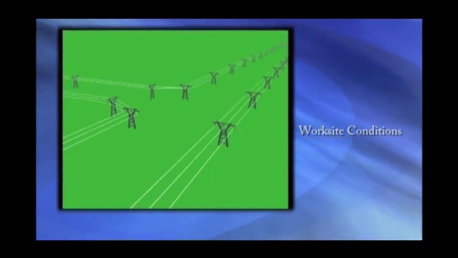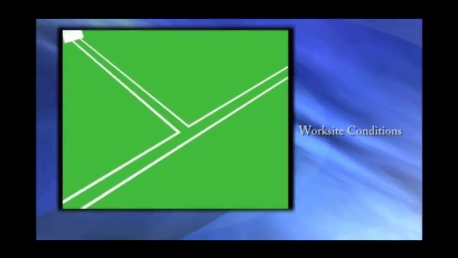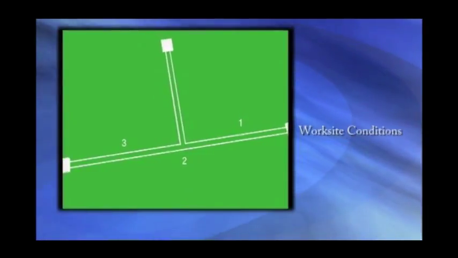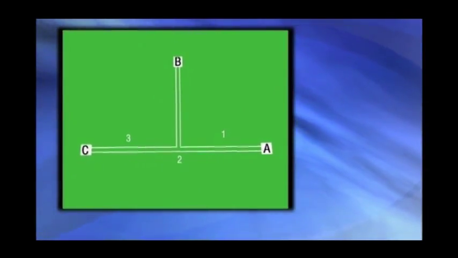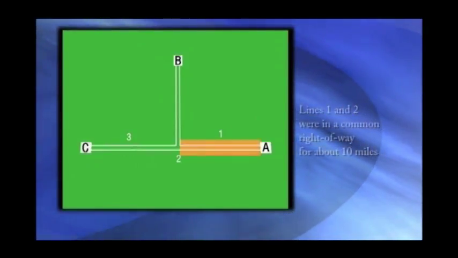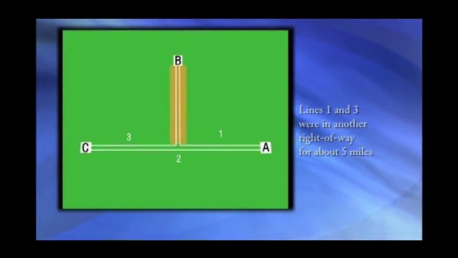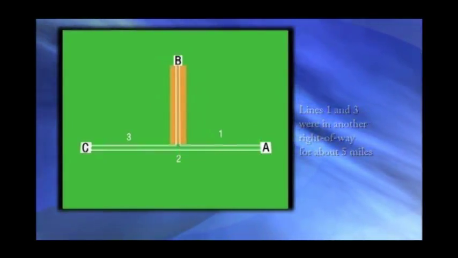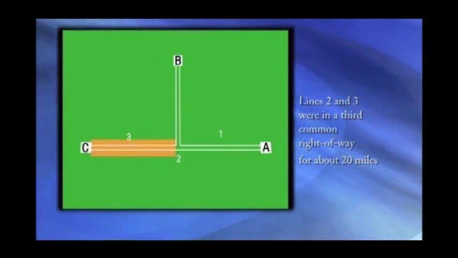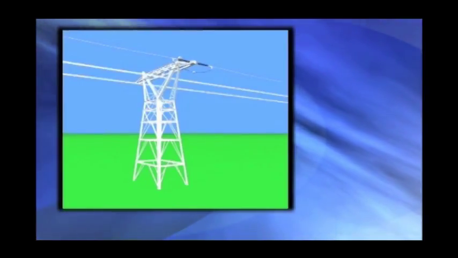315 kV lines connected three separate substations. Line 1 was about 15 miles long, Line 2 was about 30 miles long, and Line 3 was about 25 miles long. These three lines were on common right-of-ways in pairs of two. Lines 1 and 2 were in common right-of-way for about 10 miles. Lines 1 and 3 were in another common right-of-way for about 5 miles. Lines 2 and 3 were in a third common right-of-way for about 20 miles. The steel structure had been painted a few years prior to the incident.